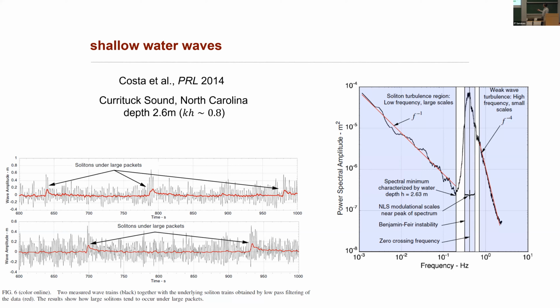When you look at the frequency spectrum of this data, there are several ranges of frequencies that have been highlighted by the authors. The low frequency is associated with soliton turbulence. Then there is a band where they claim it's modulational instabilities, Benjamin-Feir instabilities, followed at high frequency by weak wave turbulence. So we see that in this single record, there are many features that are quite different from what we have heard just before in Stéphane's talk.